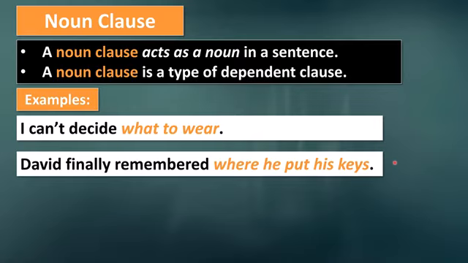David finally remembered where he put his keys. In both of these examples, what to wear and where he put his keys are noun clauses that are acting as objects. I can't decide my outfit. So what to wear is acting as a noun that replaces my outfit. And David finally remembered where he put his keys. He remembered the place. Okay?